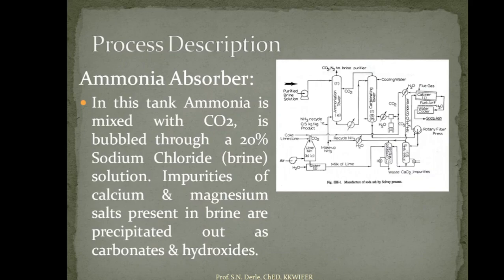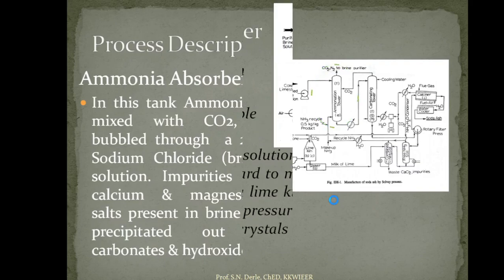Now this is the process description which takes place in the ammonia absorber. Here you can see that purified brine solution is pumped into this ammoniation tower. In this tank, ammonia mixed with CO2 is bubbled through a 20% sodium chloride brine solution from the bottom. Impurities of calcium and magnesium salts present in the brine solution are precipitated as carbonates and hydroxides. Then it is sent to the carbonating tower.